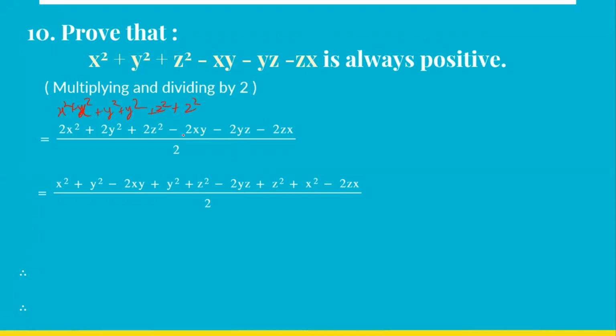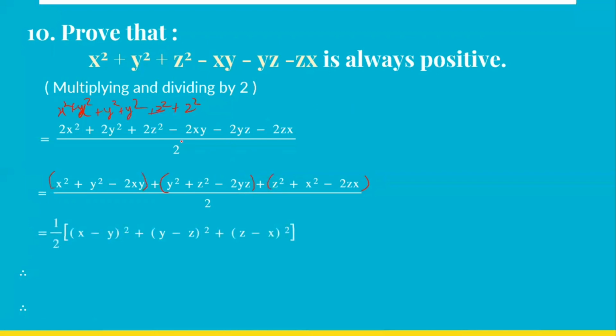Where there is x and y, we will take 2xy. Where there was y and z, we will take yz. Where we are taking x and z, we will take zx. So this is how we get this one as the expansion of x minus y the whole square. This we will get as the expansion of y minus z the whole square, and this will be the expansion of z minus x the whole square. This divided by 2. So this is how we get it.